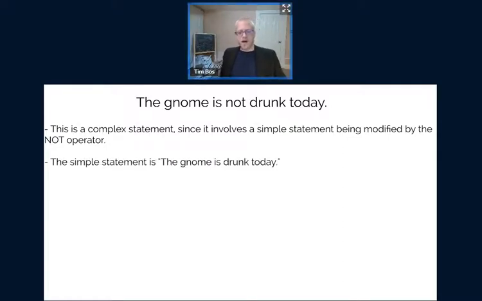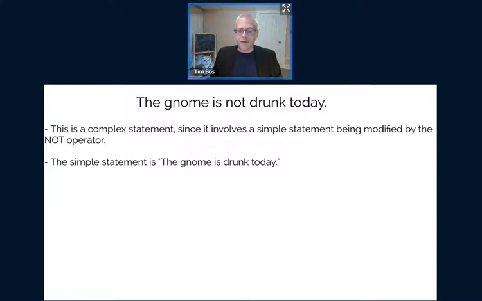So the gnome is not drunk today, right? I hope you enjoy my random examples. I try not to think too hard about them because then I get stuck and I can't come up with anything. So a lot of times for these examples, I just have first thought, best thought. So if I think the gnome is not drunk, then that's what I'm going to write. I don't know what it's talking about. It doesn't mean anything, right?